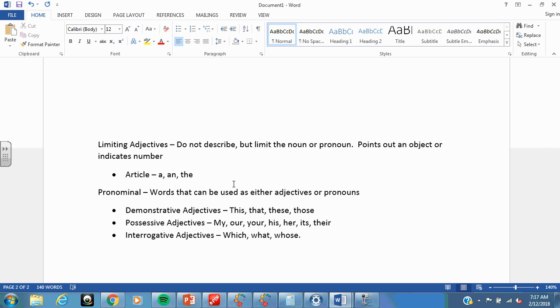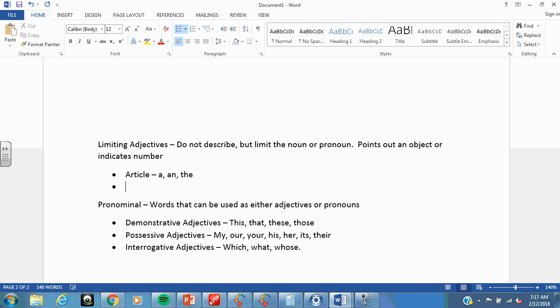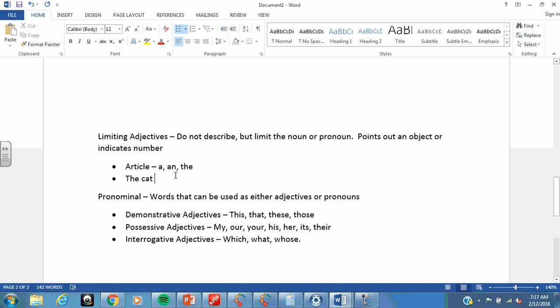So if I said, the cat, you should be able to point out the fact that the is telling me which cat I have. And then I have the pronominal adjectives. Pronominals are words that can be used as either adjectives or pronouns. A lot of these words down here are going to seem familiar to you because they can be used as pronouns, at least some of them. So something to look out for as well.